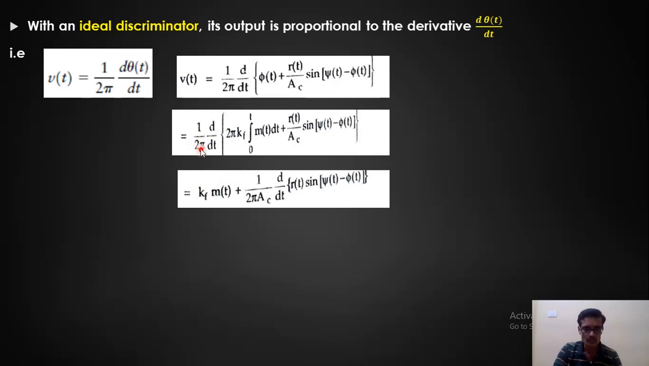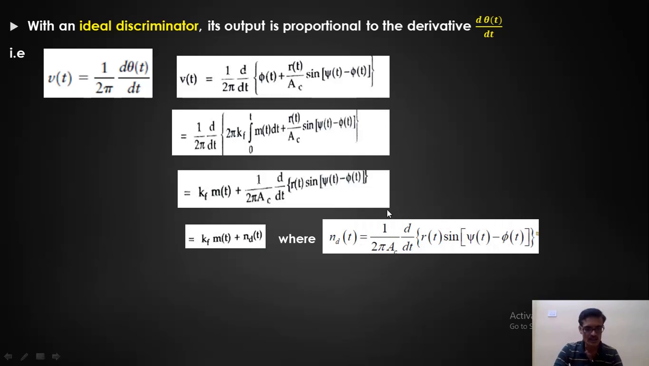The second term is 1 by 2 pi AC into differentiation of r of t sine of psi of t minus phi of t. So in this equation, let me make a small substitution. This is the quadrature part, right? This is the quadrature part because it's sine of psi of t minus phi of t. So what I'll do is replace this entire term by nd of t, that is the noise in the discriminator output. That is nd of t.